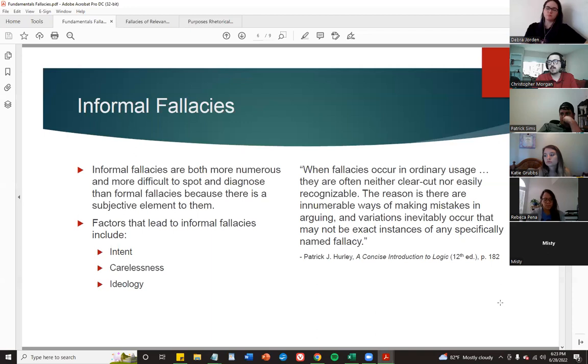Same thing with plagiarism, right? Just because you didn't intend to plagiarize doesn't necessarily mean that what you're doing is not plagiarism, right? It could just be carelessness. And like I said, ideology.